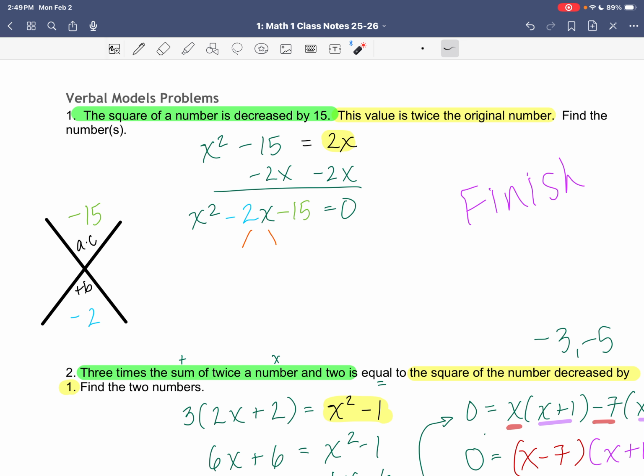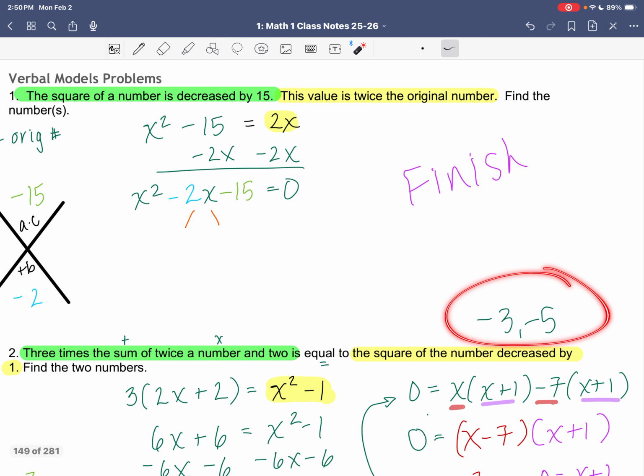All right, so now you're just going to finish this. So we're going to move this over to the other side, and you're going to get x squared minus 2x minus 15 equals 0. I want you to go through and finish this, and if you did it correctly, you should get -3, -5.